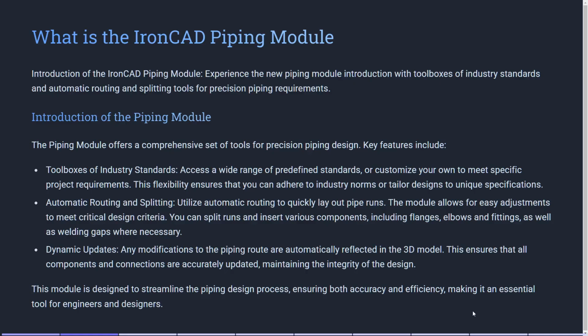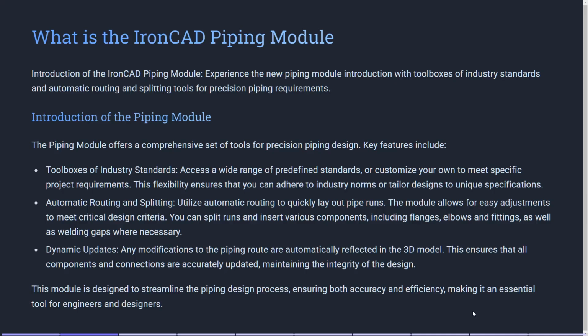result. Lastly, the piping module is fully dynamic, meaning that when you create a run and make modifications, all the components attached will automatically move and adjust to those modifications. For example, if you change the length of a pipe run, all the components attached will move on the end conditions to satisfy the change.